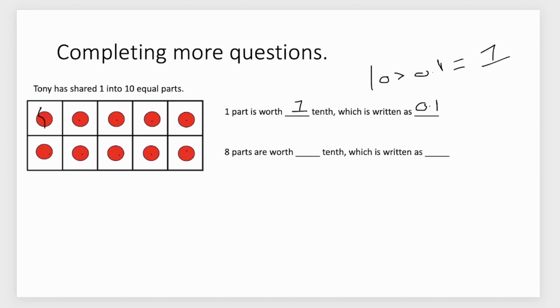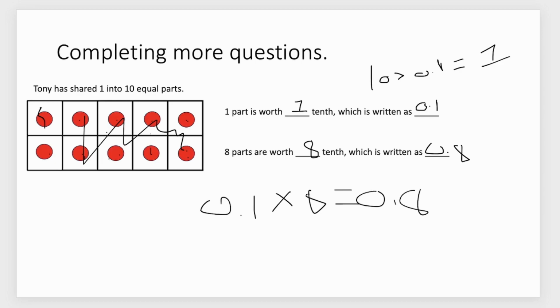8 parts are worth how many tenths, which is written as what? So if we count 1, 2, 3, 4, 5, 6, 7, 8, it would just be these lot here. 8 parts are worth 8 tenths, which is written as 0.8. And to get this answer, we can just do our 0.1 times 8, or we can just count upwards from 0.1 8 times. So 1, 2, 3, 4, 5, 6, 7, 8, which gives us our 0.8.